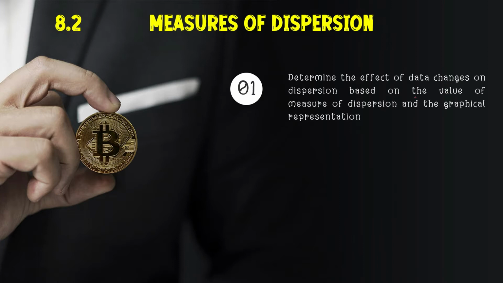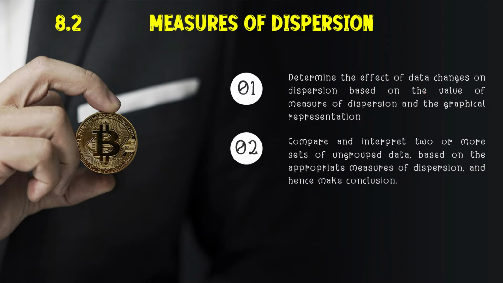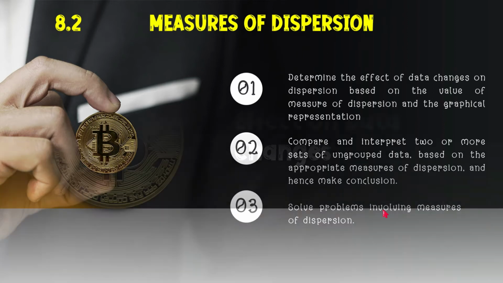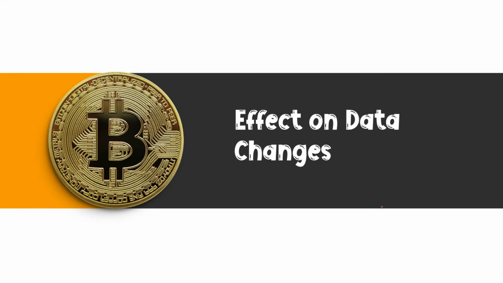Next, for today's objectives: first, we want to determine the effect of data changes on dispersion based on the value of the measure of dispersion and the graphical representation. Number 2, we want to compare and interpret two or more sets of ungrouped data based on the appropriate measure of dispersion and hence make conclusions. Number 3 is solving problems involving measures of dispersion. So this is the effect of data changes.